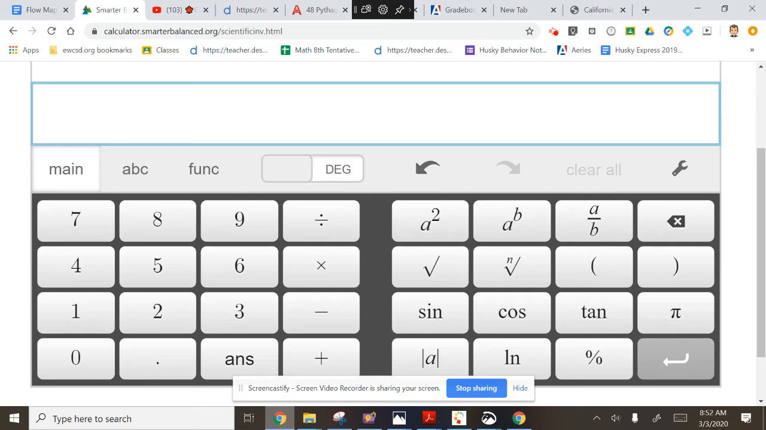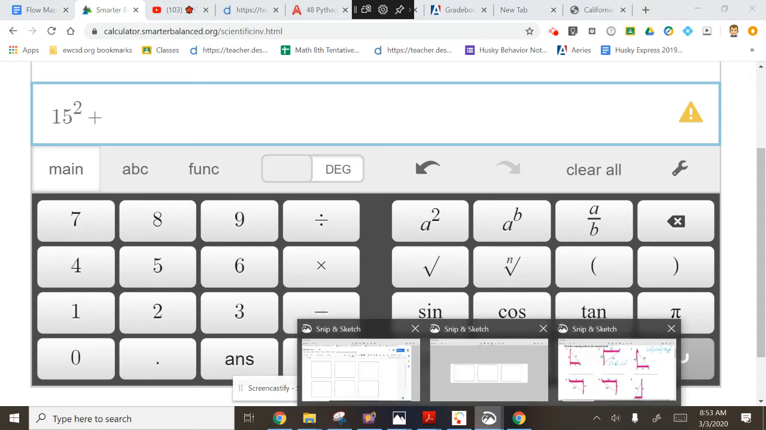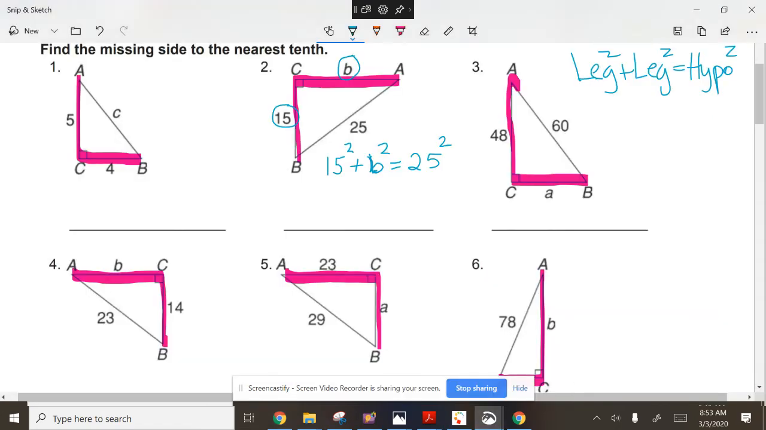And as I put this up, 15 squared, right? Guess what? This button right here, oh, you can't see. Let me see if I can put a mouse. Oh, there we go. This button right here, if I hit it, look what I get. 15 squared, which is 225. That's great. Plus, well, we don't have an answer for this one, do we? If we go back here, it was b squared. So this was 225. We know that.